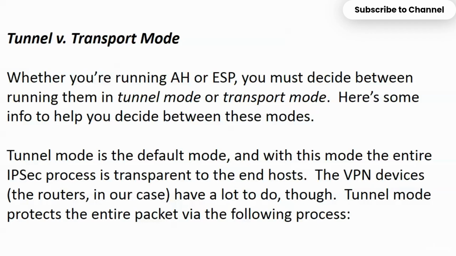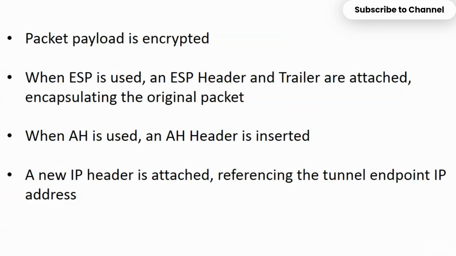Now, let's go ahead, take a deep breath, because we're going to hit tunnel and transport mode here for a few minutes. And what you've got to do here is decide between these two modes whether you're running AH or ESP. Now, tunnel mode, that's our default mode. And with this mode, the entire IPSec process is transparent to the end host. Now, the VPN devices, which are the routers in our case in our upcoming labs, have a lot to do. Tunnel mode protects the entire packet by doing all of these things.